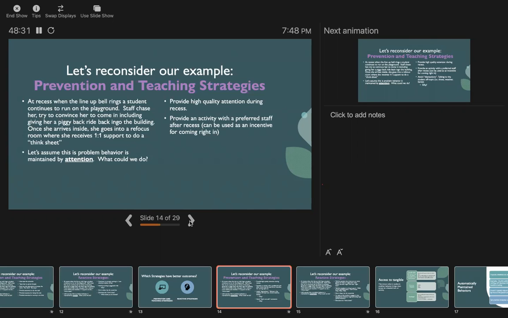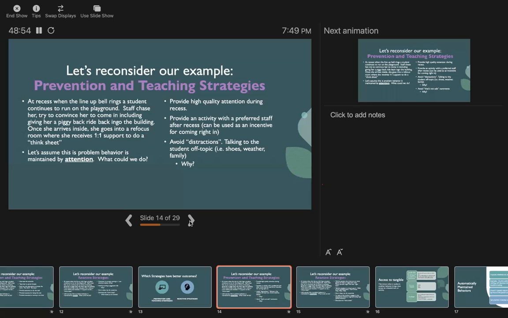Provide an activity with preferred staff right after recess. So just again, altering the schedule, but we're altering it to add a preferred activity. So they're an incentive for coming in right away. Avoid distractions.